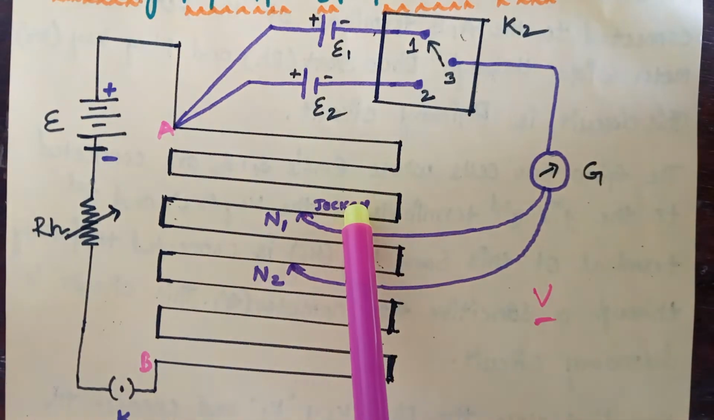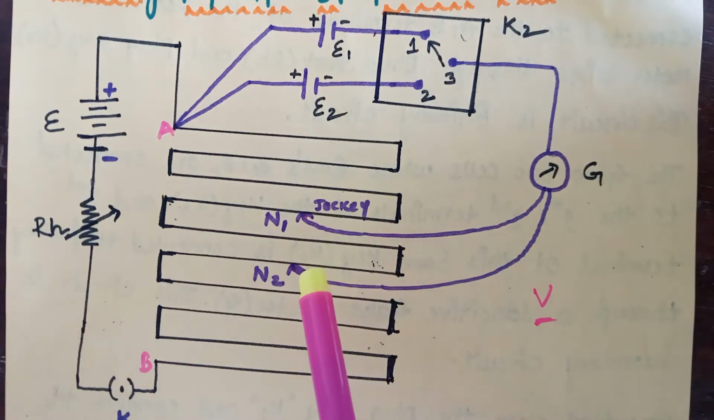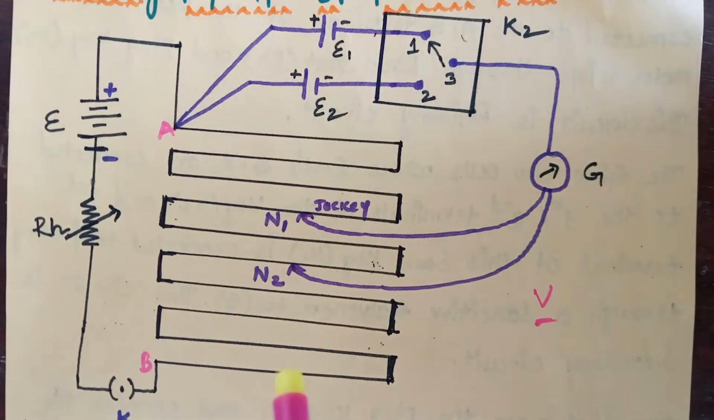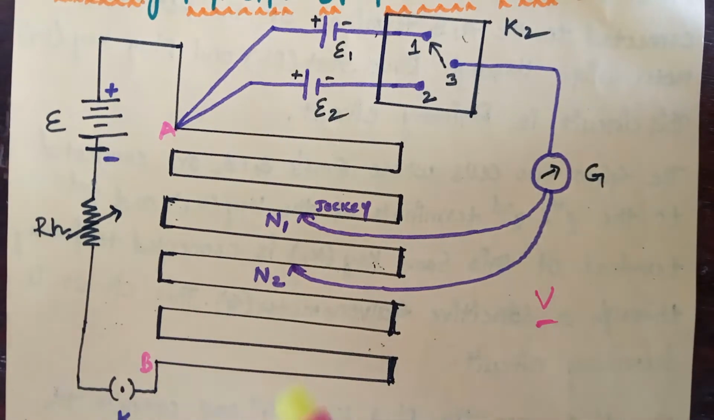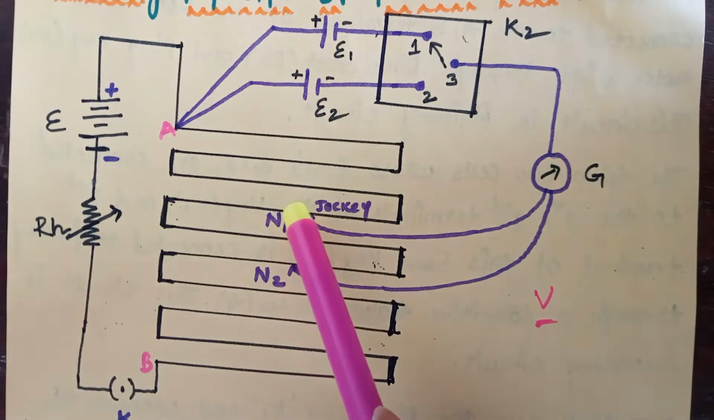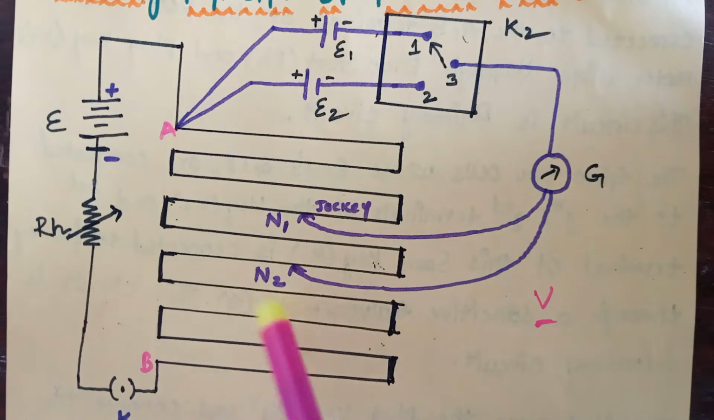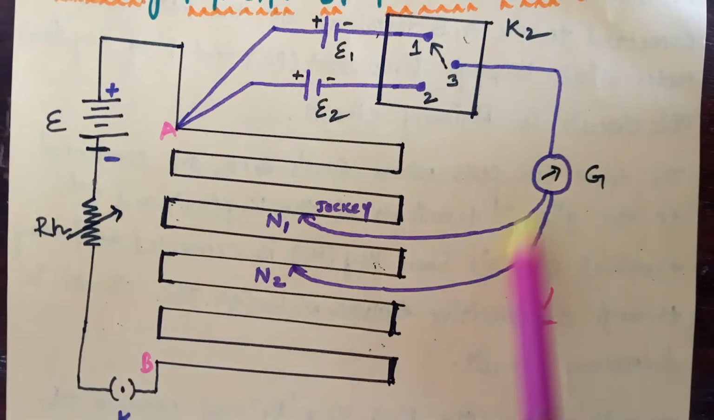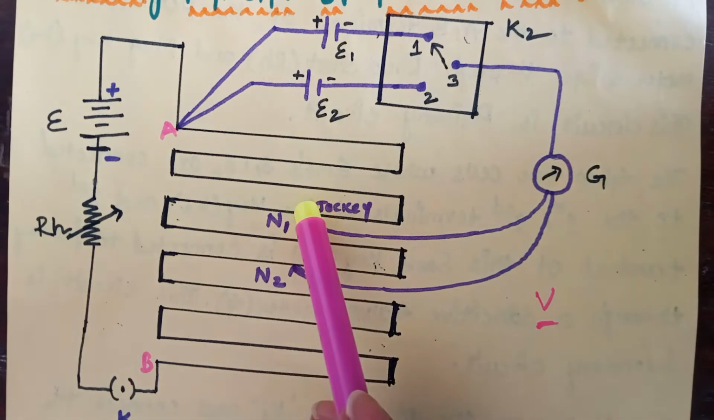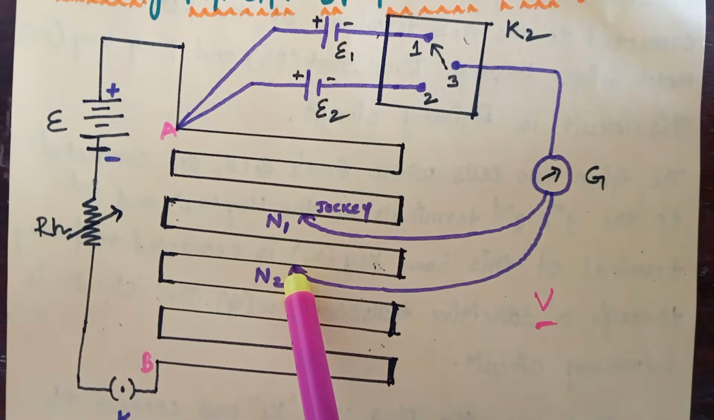Diagram for 1 mark. Potentiometer is an electrical device. This is the electrical device used to accurately measure the potential difference. Potential difference V between 2 points N1, N2 in an electrical circuit. We have to determine the potential difference between 2 points in an electrical circuit.